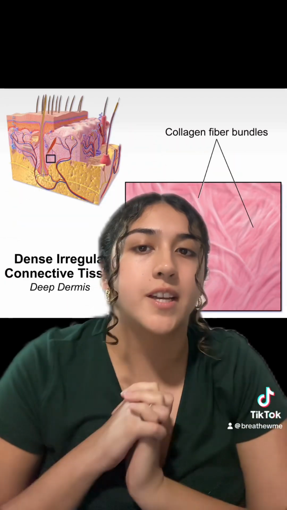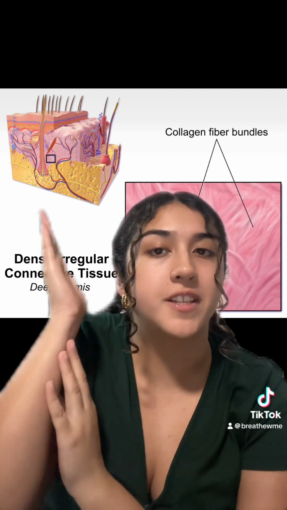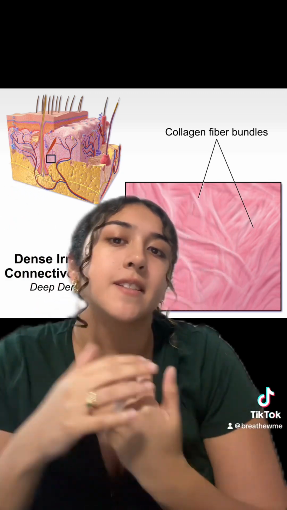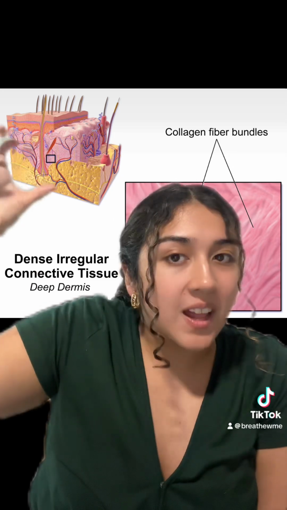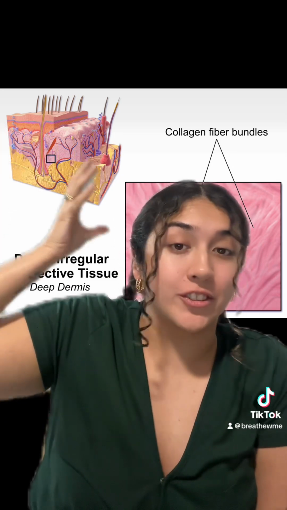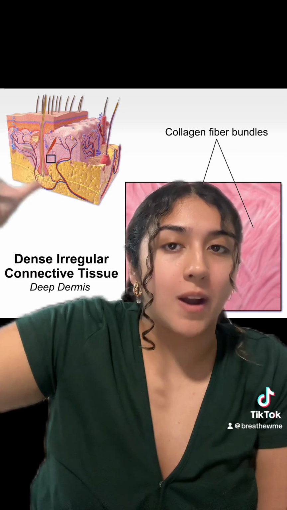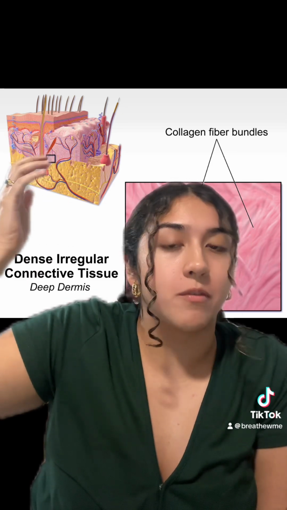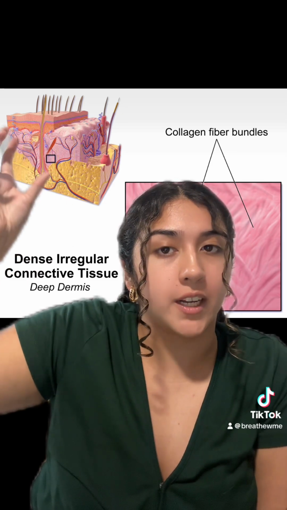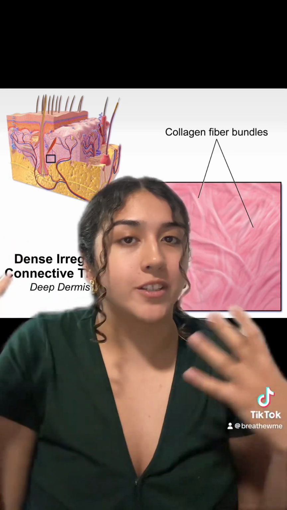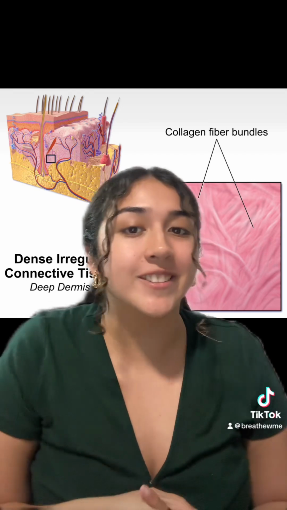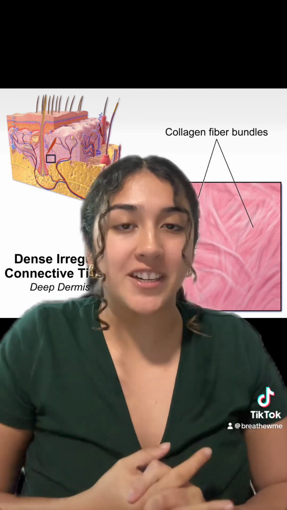Here we have dense irregular connective tissue found in the skin. It is dense irregular tissue because, of course, it is not allowing all of these features of the skin to just go floating around. It is providing support and a bit of a framework to this area. We can also have adipose tissue in our skin, right, which will, of course, create insulation. So in the cold winter months, we're not freezing.